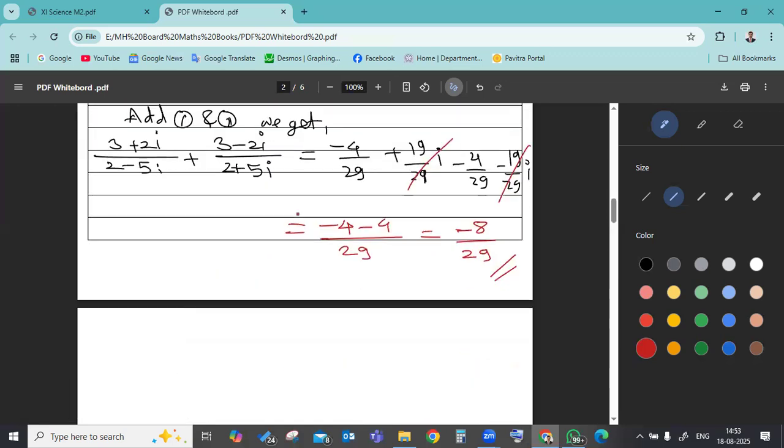Yes. Okay. So when we compare this complex number with the standard form of a complex number, z is equal to -8/29 plus 0i, what do we get? This gives us a equals -8/29, b equals 0. So the real part of this complex number is a, which is -8/29, and the imaginary part of this complex number is b equals 0.